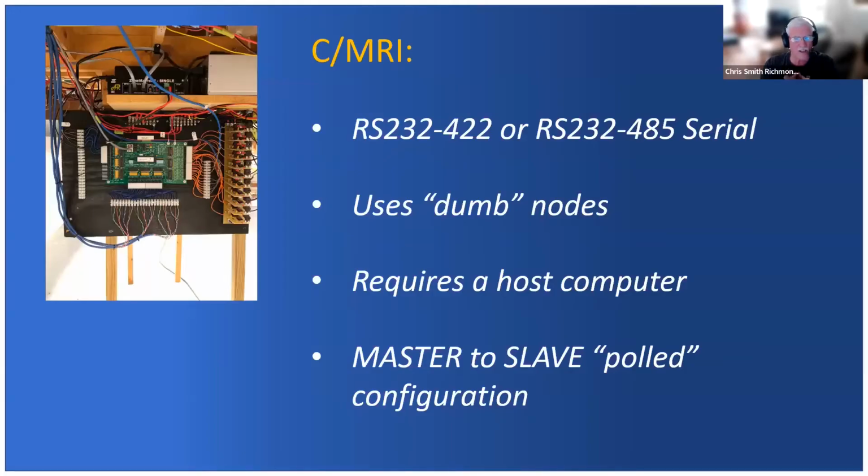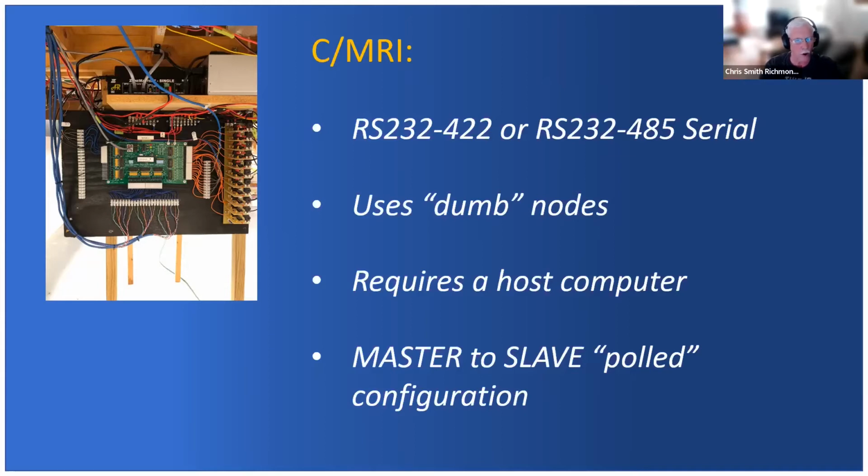CMRI basically is a serial-based communication network. It's RS-232 converted to 485 that gives long communication distances. In the case of a layout, you're not going to need much more than the easy 1,000 feet of communication bus that the CMRI allows with 485 serial. It utilizes what we call dumb nodes, in that there's no programming located at the node. So when you make changes, you don't have to program each node separately. And in my case, I have 9 nodes.